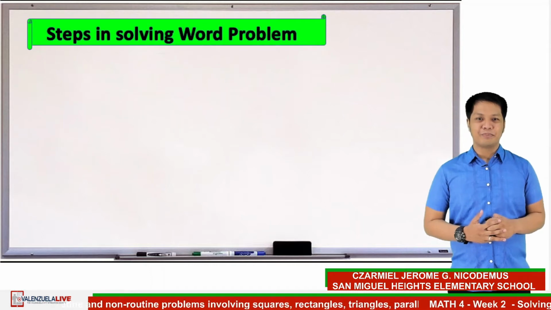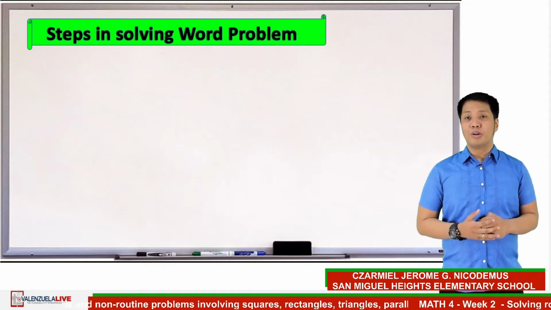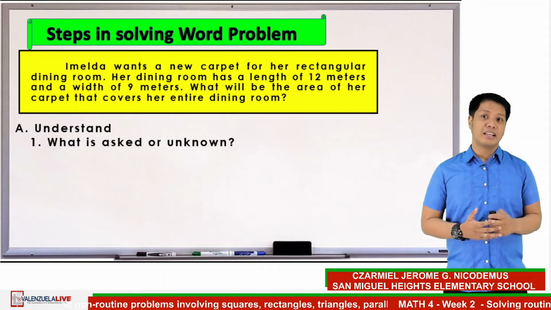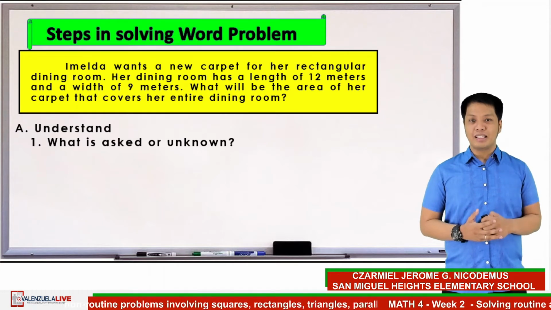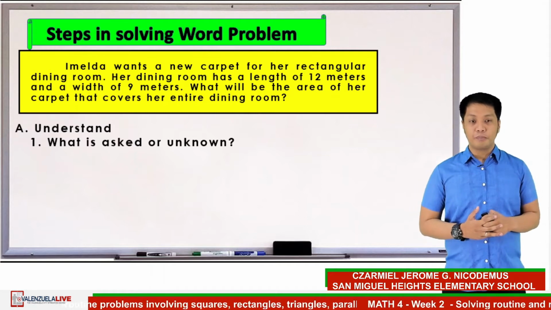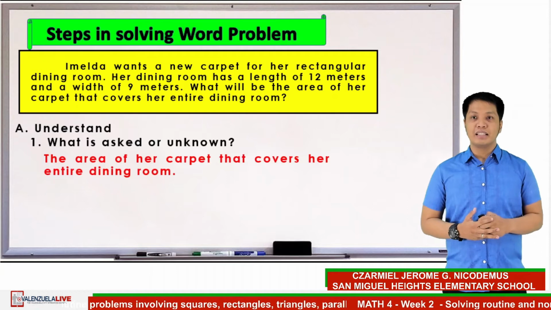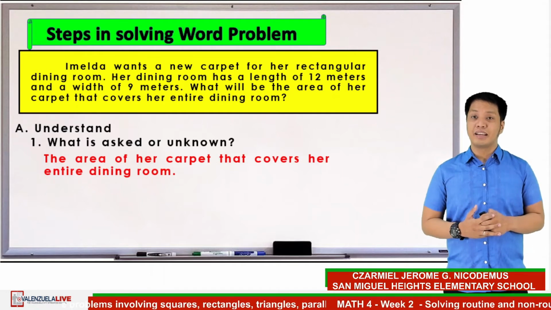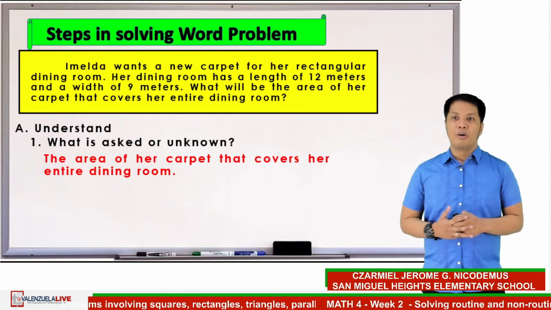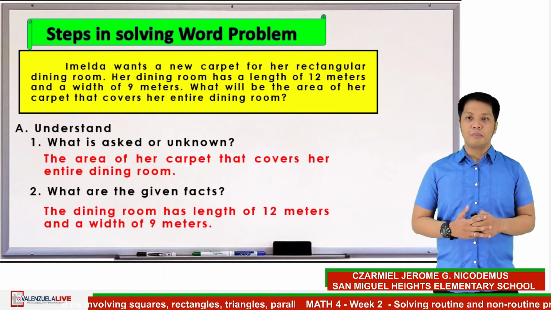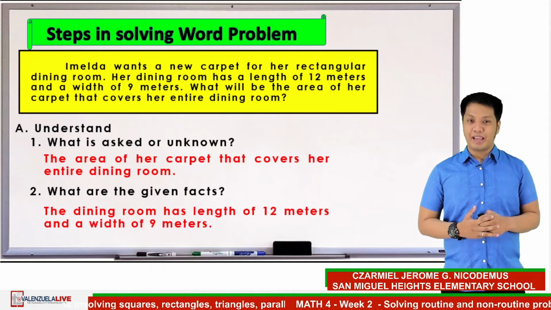So again, let's follow the steps in solving a word problem. First is to understand, let's find what is asked or the unknown. The unknown in this word problem, or what is asked, is the area of her carpet that covers her entire dining room. While the given facts were the length of 12 meters and a width of 9 meters.